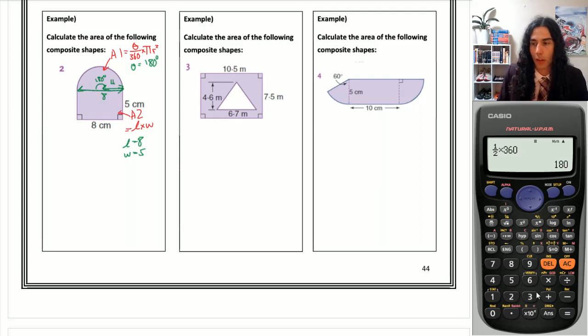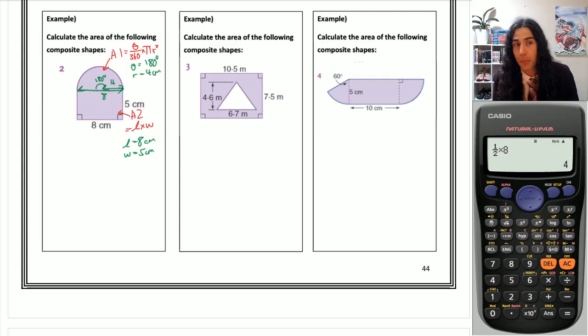Again, same process. 8 divided by 2, or you could do 1 over 2 times 8. Whatever you like, or do it in your head. And that's 4 centimeters. I should put that in here. Length 8 centimeters, 5 centimeters, and R is 4 centimeters. Whew, that's the hard bit. So then the quick bit is just writing out what it is.